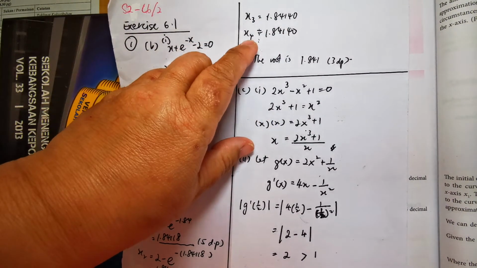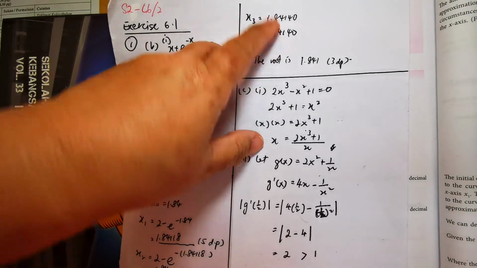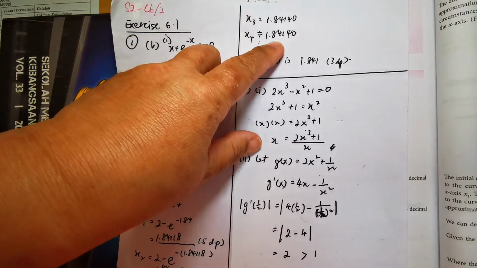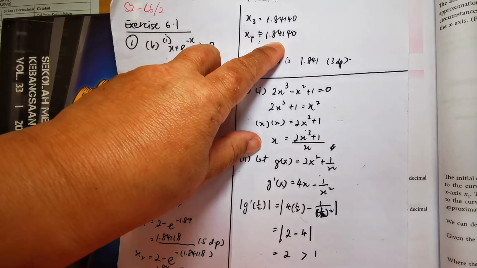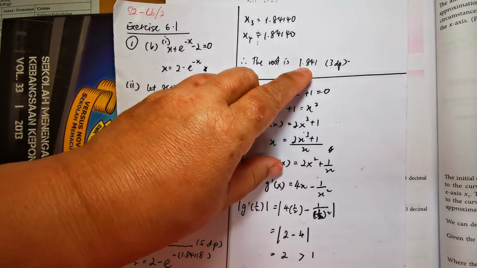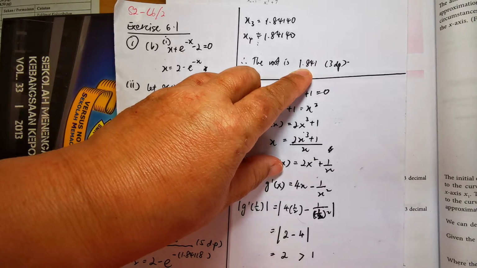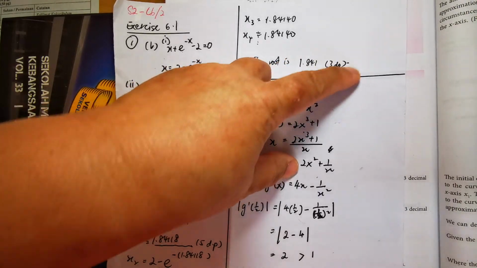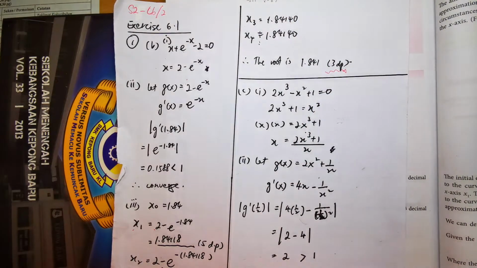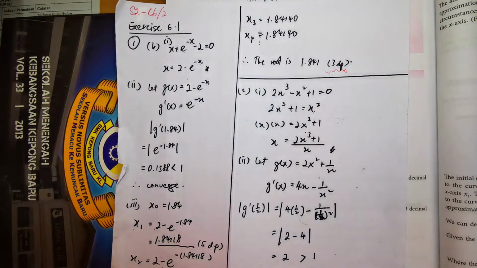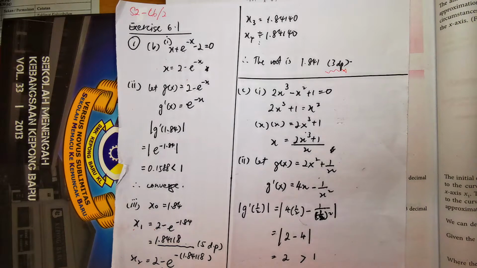So you see that for my x4, I already get 2 continuous answers which are the same. Alright, then we can stop. Therefore, the root converted to 3 decimal places is 1.841. Then remember, very important, in brackets write your answer into how many decimal places or significant figures. So this is the actual correct step.